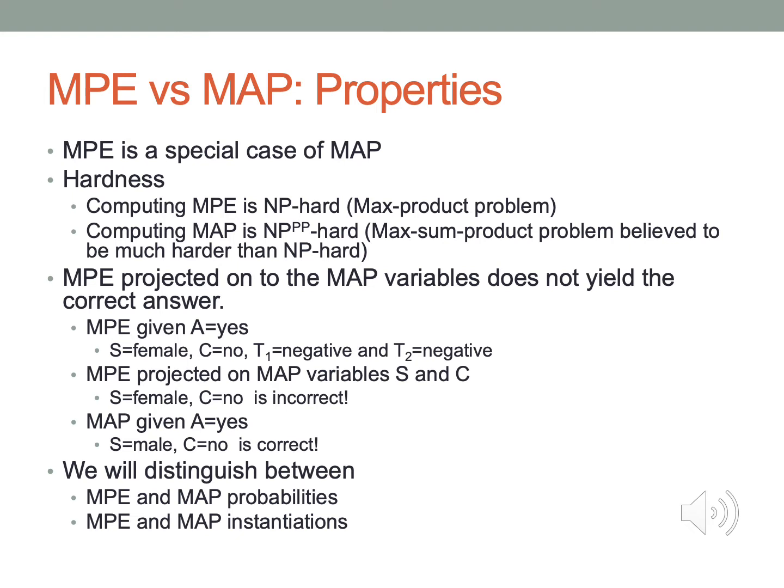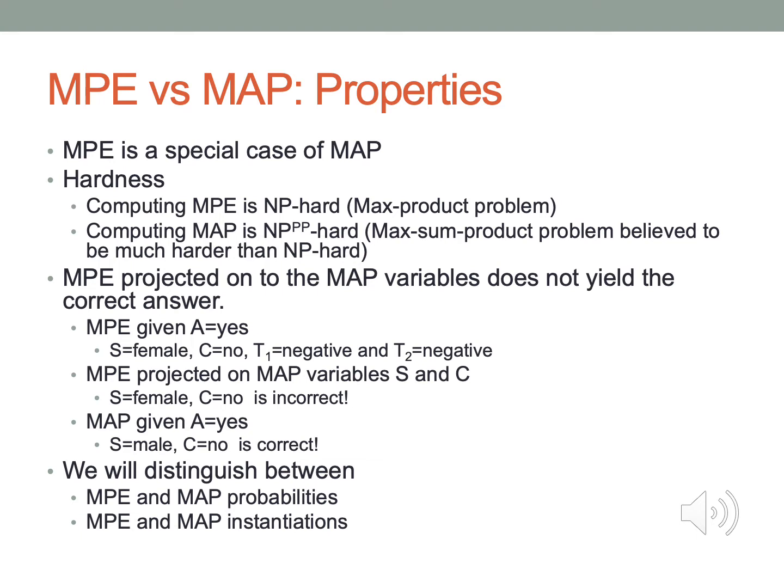The second property that I want to highlight is that MPE is NP-hard, while computing MAP is NP-PP hard. Thus, from a purely theoretical point of view, MAP is a much harder problem than MPE. Intuitively, MAP involves computing a marginal probability distribution over the MAP variables, which is a type of sum product problem, and then maximizing over that marginal distribution, which is nothing but a maximization problem.